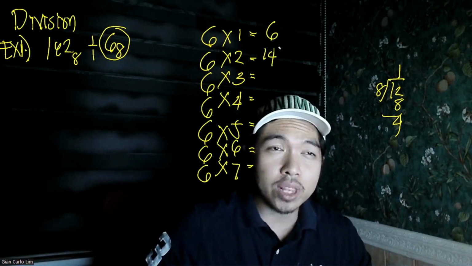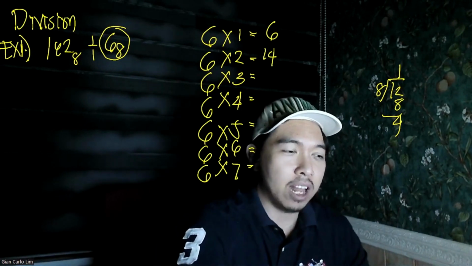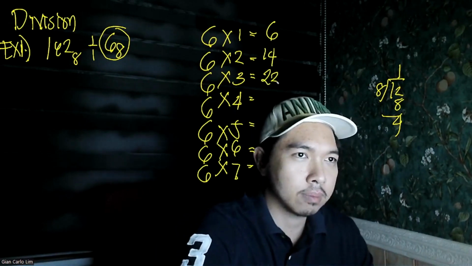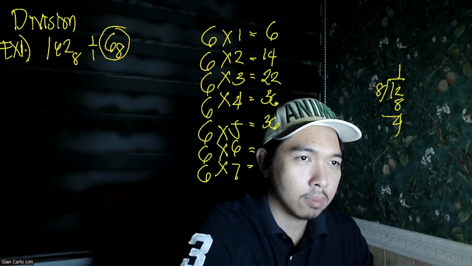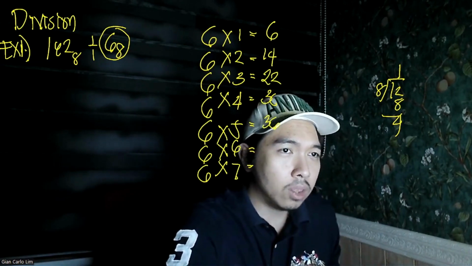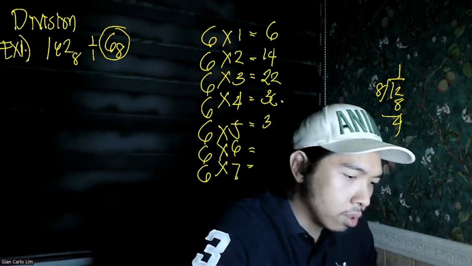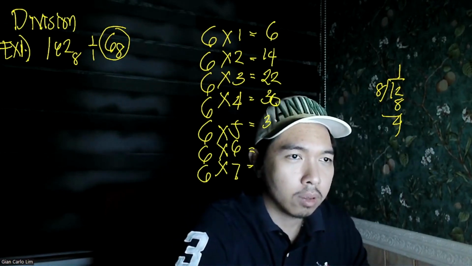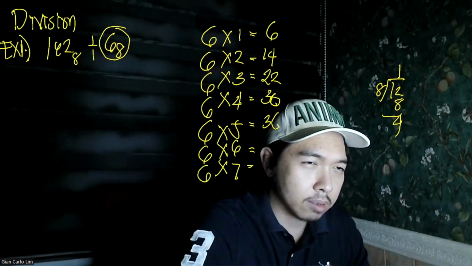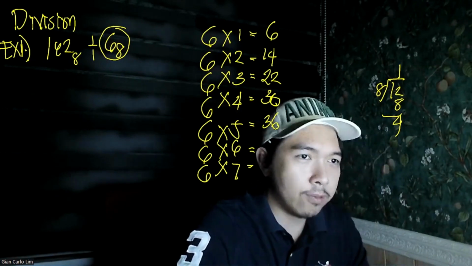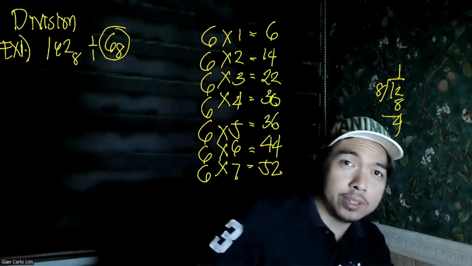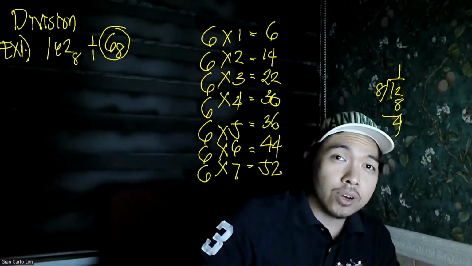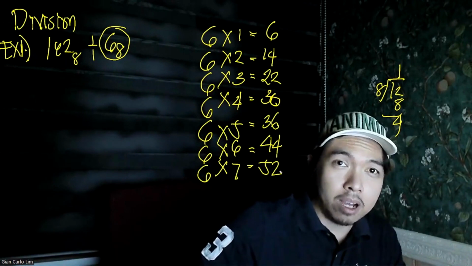So I'll pre-solve this, and the remaining values would be these: 22, 30, 36, 44, and 52. Okay, these are the pre-solved values. So now, what would be the next process?